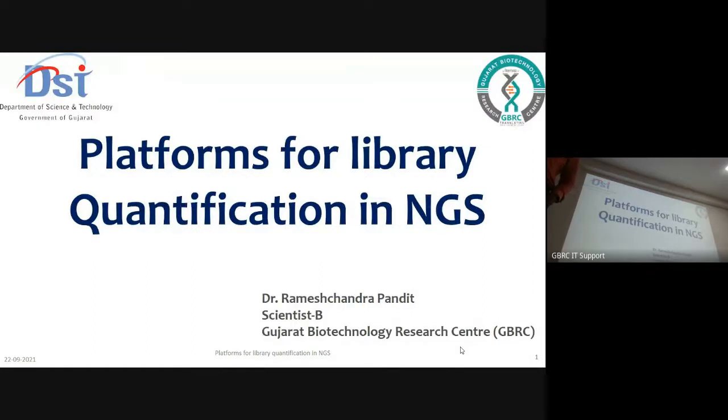Good afternoon. For the second session, I will not be taking much time. Only five or six slides are there. As I have already mentioned in the morning, the quantification of the NGS library must be very accurate. Otherwise, it can lead to either under clustering or over clustering in Illumina, or in the case of Ion Torrent, it can lead to polyclonal. So that data is bad.